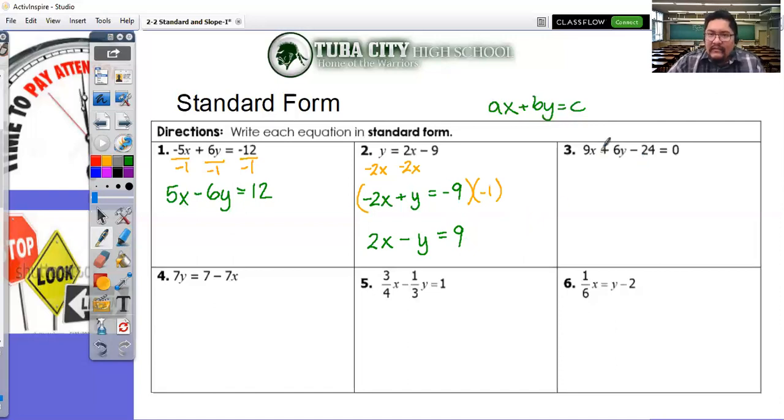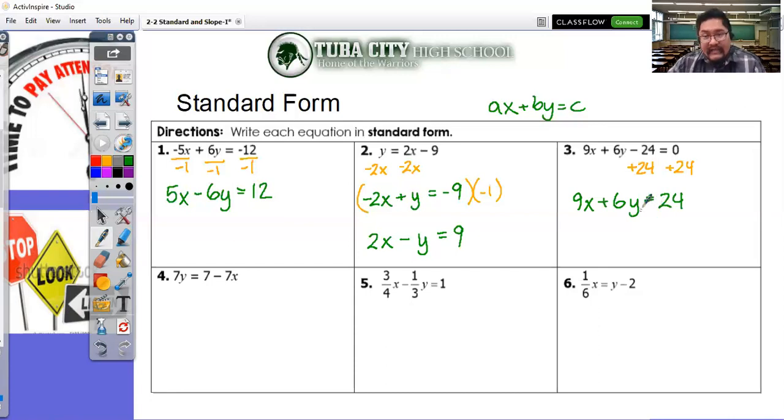All right, let's see. This one looks like it, right? X, Y, regular number. But hold on a minute. This regular number is not by itself. Okay, it's got to be by itself on this side of the equal sign. So that means we're going to have to move this out of here. So I'm going to add 24 to both sides. And let's see, 9x plus 6y equals 24. And it is in the right form. It's in the form of ax plus by equals c, right? Our regular number is all by itself on the other side of the equal sign.